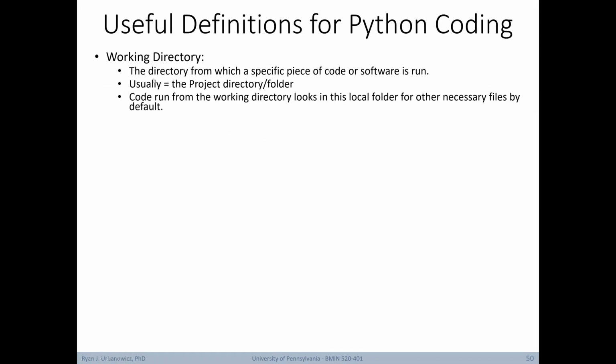The term working directory: this is the directory from which a specific piece of code or software is run. Usually the working directory is the project directory or the folder that includes the Python file that you're trying to run. So if you have a Python file and you run it from the working directory, that code is going to automatically look within that working directory for other files it needs.